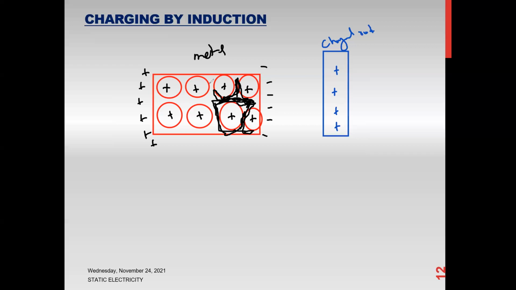Whereas metals have delocalized electrons which are redistributed due to the positively charged rod, or it can even happen with a negative one. This uneven distribution of the charge, like the electrons originally were all around the metal, but now they are shifted more towards the charged rod. So we say there is a net negative charge on the right hand side and a net positive charge on the left hand side. So we call that charging by induction.